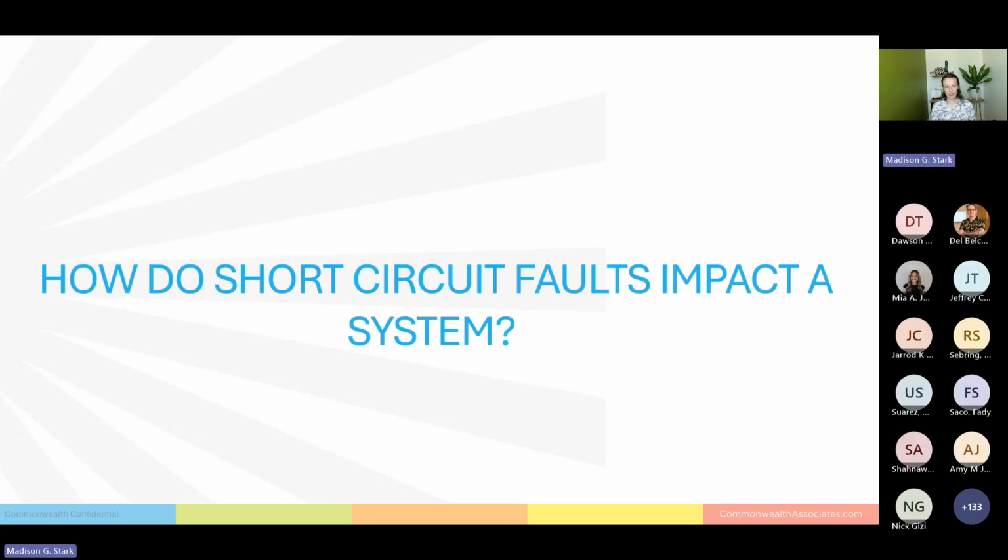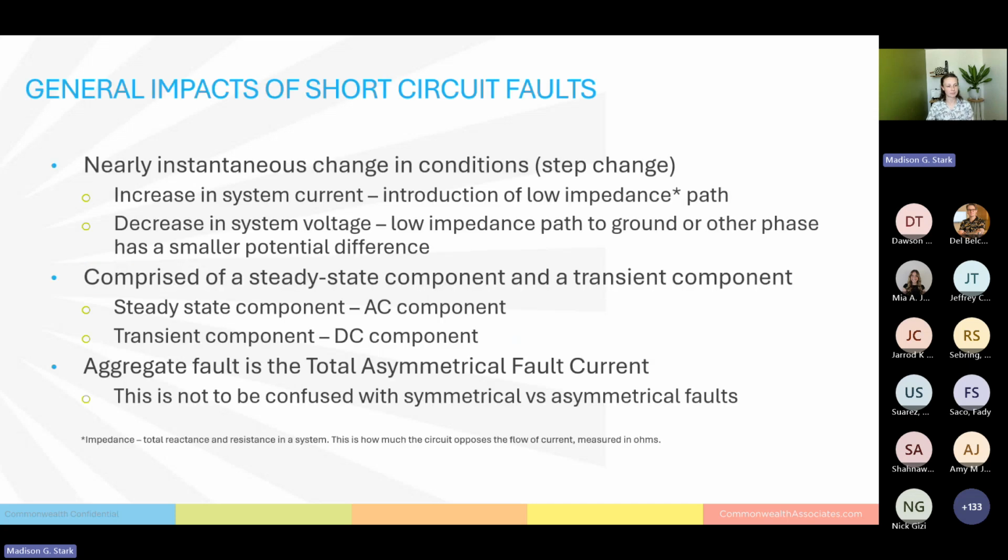So how do these short circuit faults actually impact the system? What is the impact that we see?